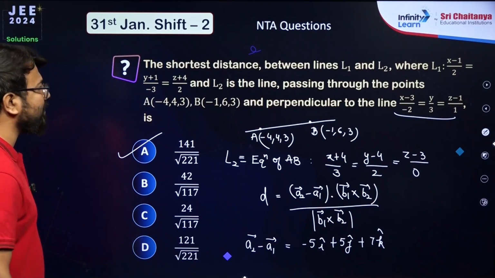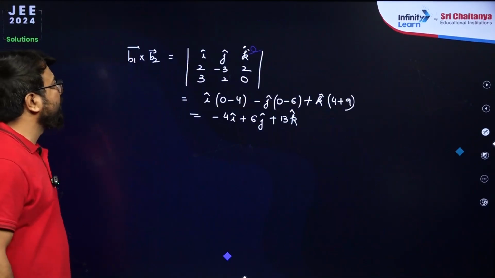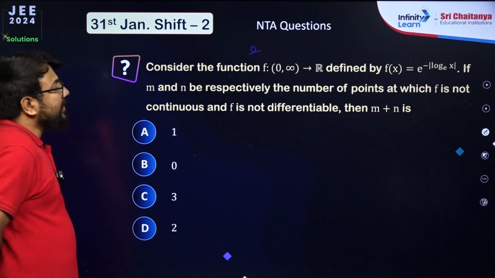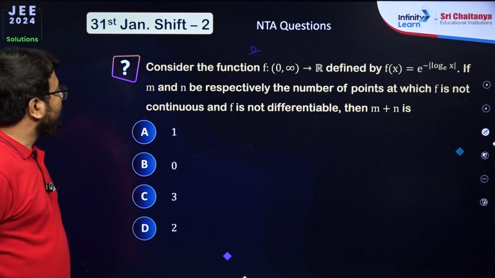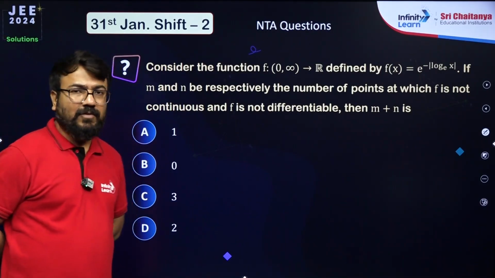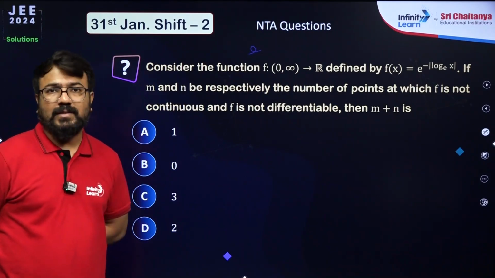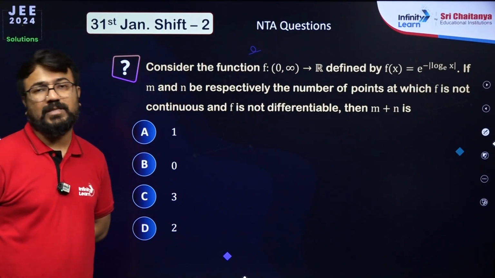Now once you are able to understand this, then we can go ahead to the next question. Consider the function being defined with this value. If m and n are respectively the number of points at which f is not continuous and f is not differentiable, then the value of m plus n will be what?